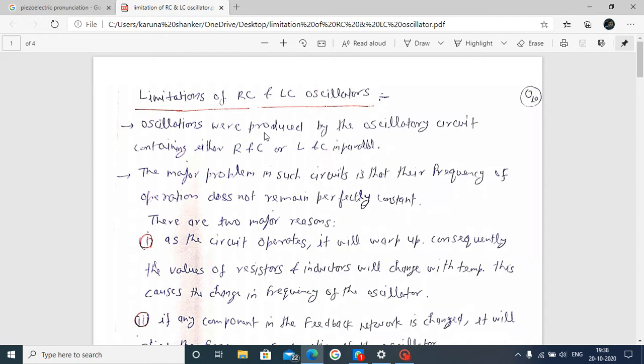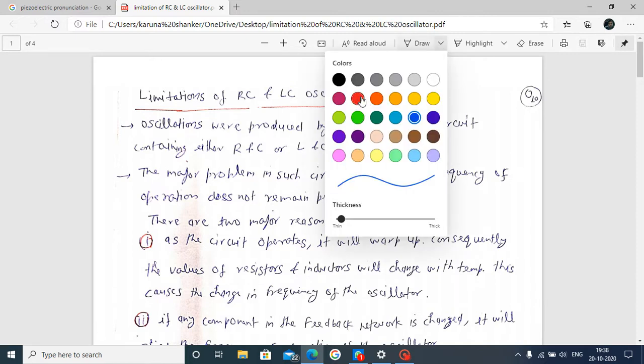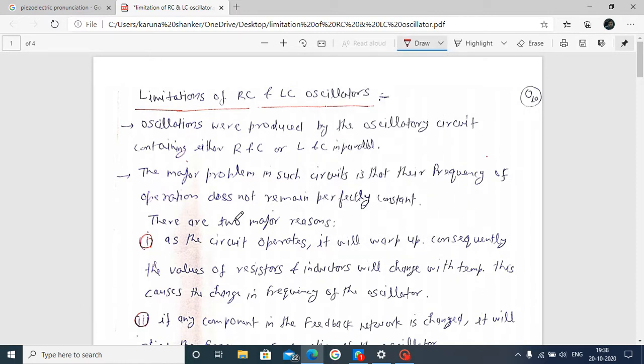Our next topic is the limitation of RC and LC oscillators. We have seen the RC oscillators, such as the phase shift oscillator and the Wien-Bridge oscillator. Generally we use RC in a phase shift oscillator, and for LC oscillators we have seen the Hartley and Colpitts. We have seen one relation of the oscillatory frequency, which is equal to 1 upon 2 pi RC.